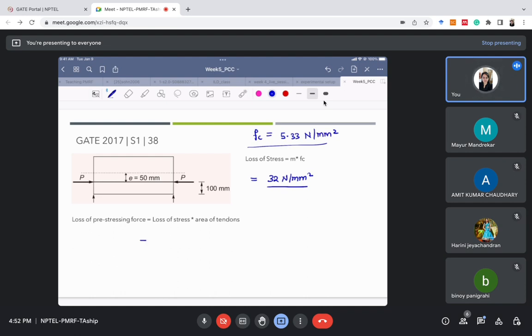Yes. So loss in stress is given to us, that is 32 Newton per mm square. Now if we multiply it with the area of tendons, that is the area of steel, then we can get the loss in the pre-stressing force. So what is the area of tendons? There are three tendons of 50 mm square area. So 3 into 150, and the final answer is coming out to be 4800 Newton.